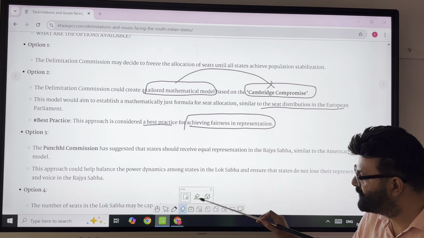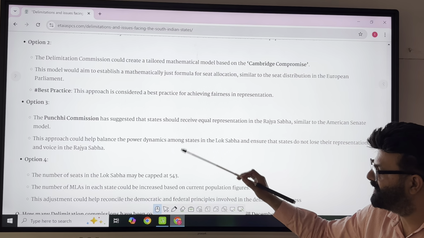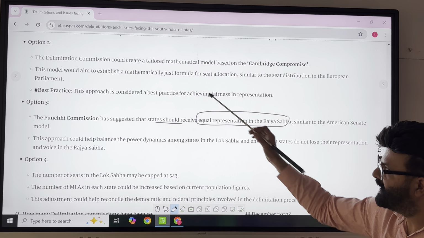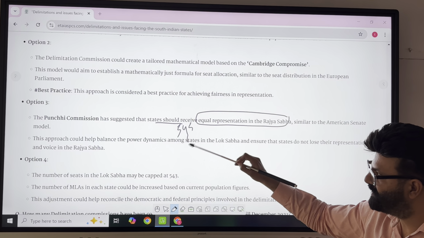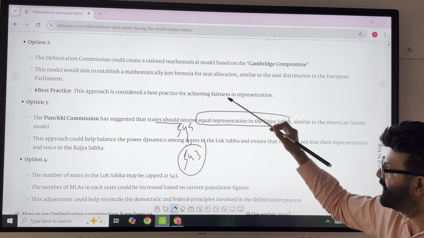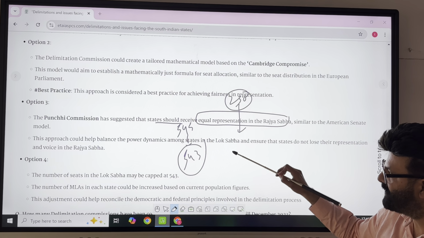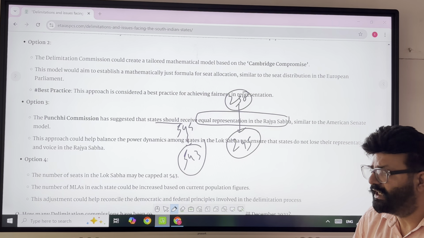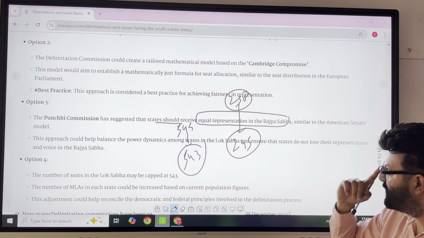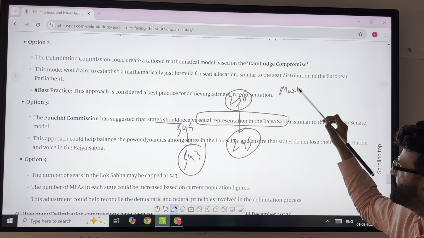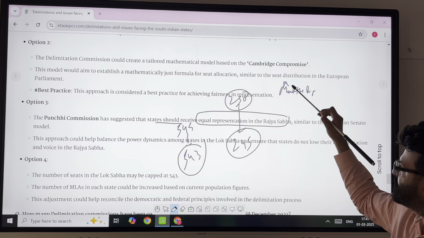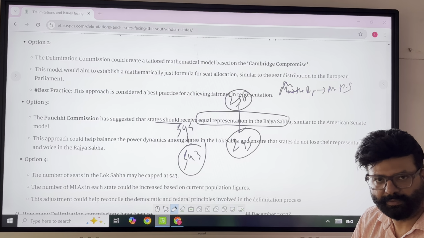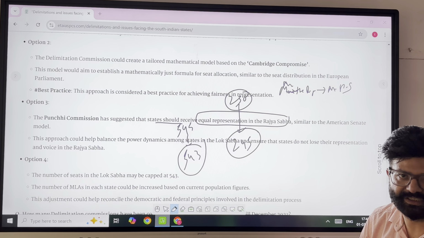Third option is Punji Commission. Punji Commission has suggested that states should receive equal representation in the Rajya Sabha. Now you know, in Lok Sabha currently we are having 545 seats, but actual representation is 543. In Rajya Sabha we have total 245 seats, current strength is 245. So in Rajya Sabha how representation is done? Okay, the more the population of a state, more is the Rajya Sabha members. The maximum populated state is UP, so they are having more representation in Rajya Sabha.